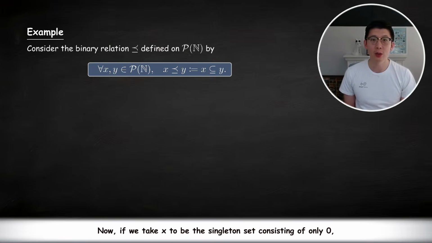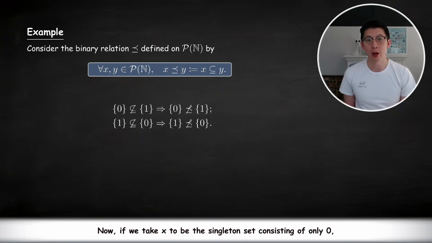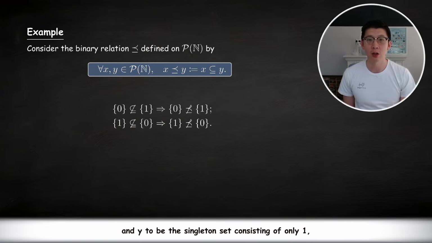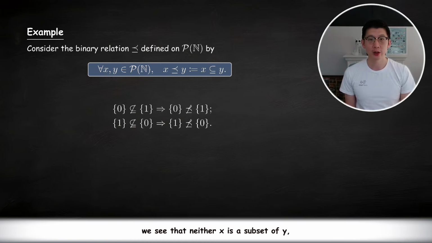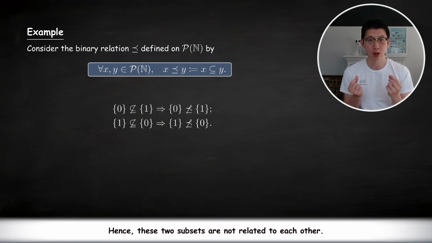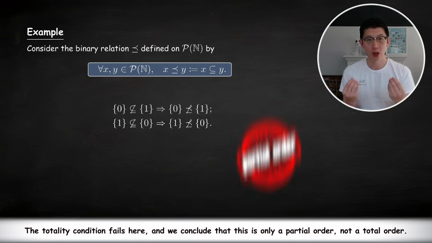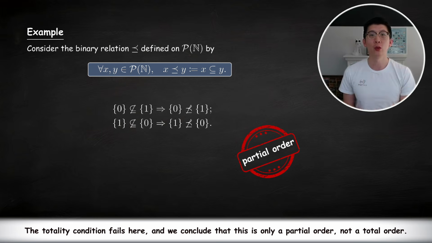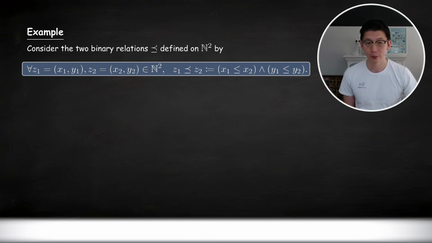Now, if we take x to be the singleton set consisting of only 0, and y to be the singleton set consisting of only 1, we see that neither x is a subset of y, nor is y a subset of x. Hence, these two subsets are not related to each other. The totality condition fails here, and we conclude that this is only a partial order, not a total order.